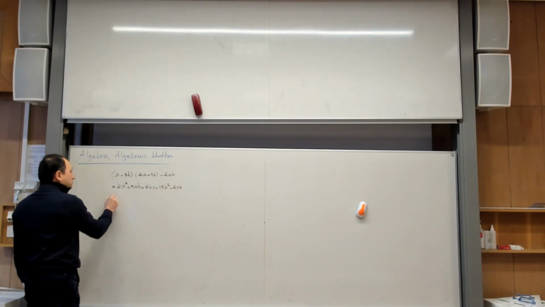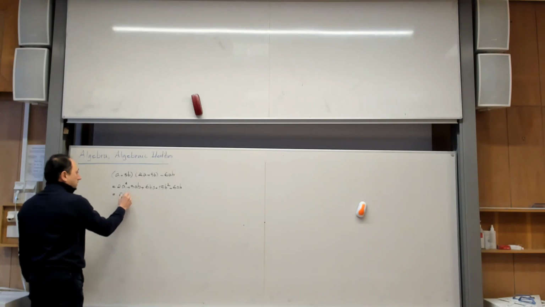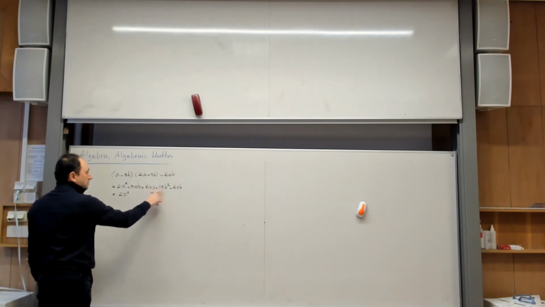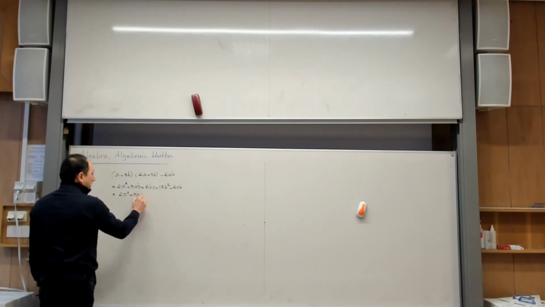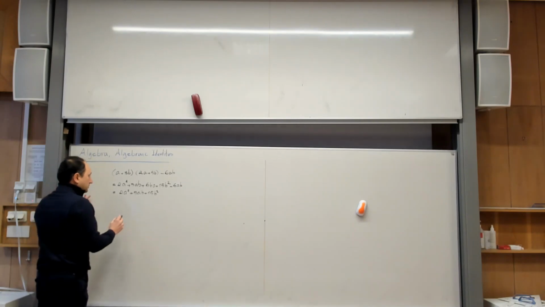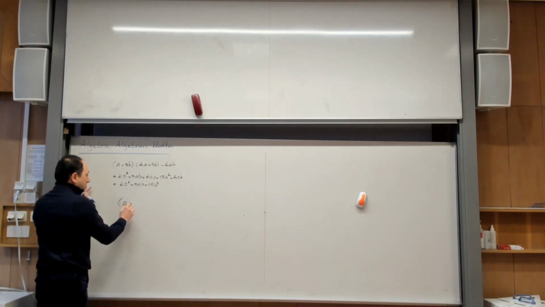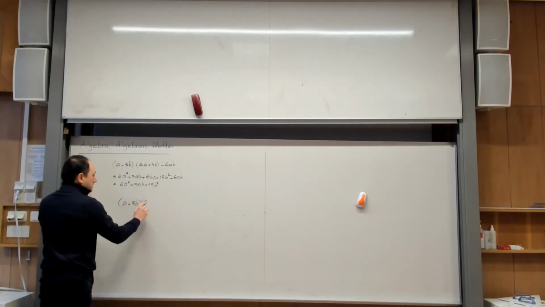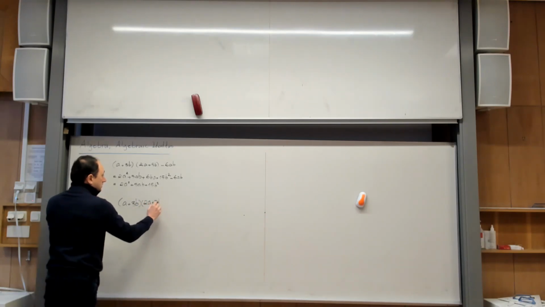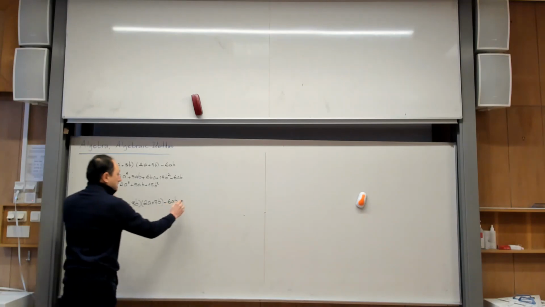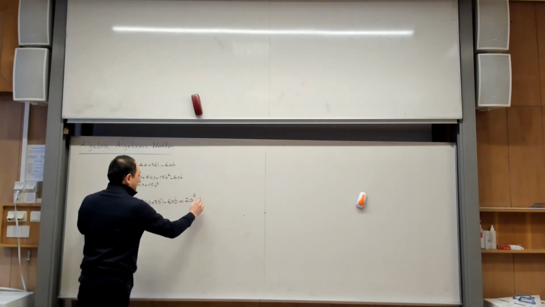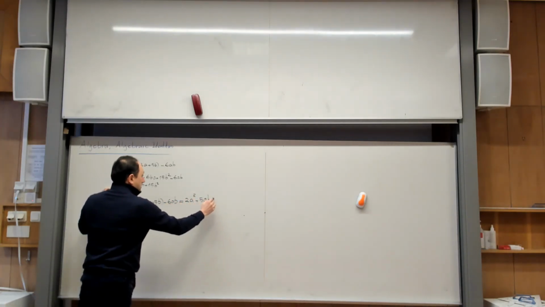Then I can simplify it. It becomes 2a squared. Then this becomes 11ab minus 6ab, which is actually 5ab. And then I have 15b squared. So if I write something like this, this is an algebraic identity. This one is equal to this expression.